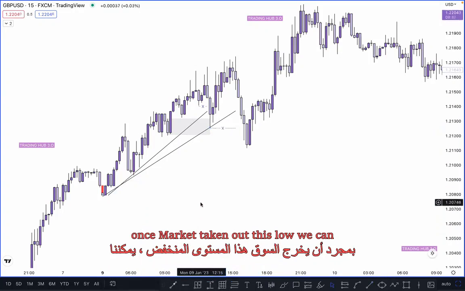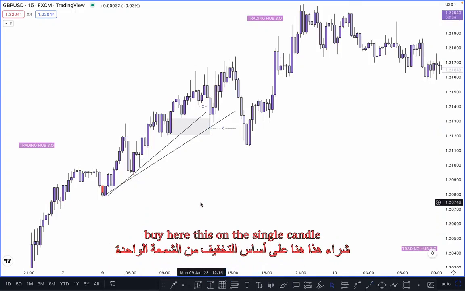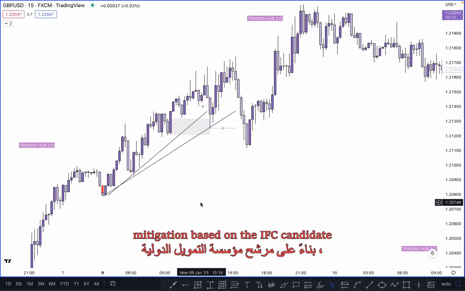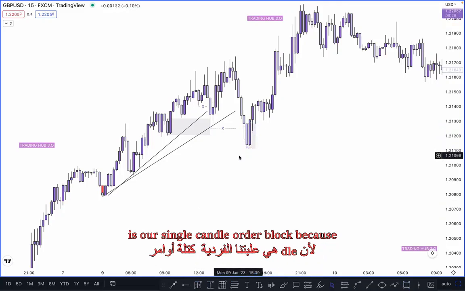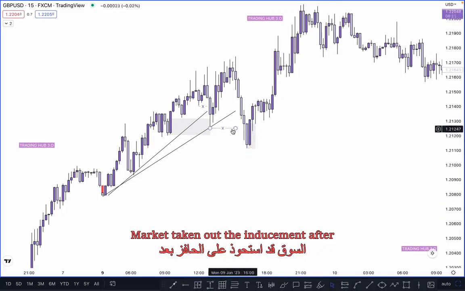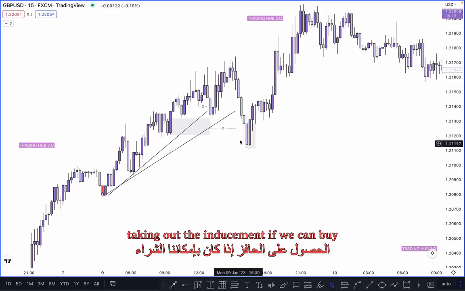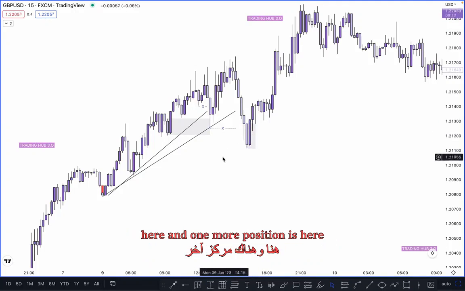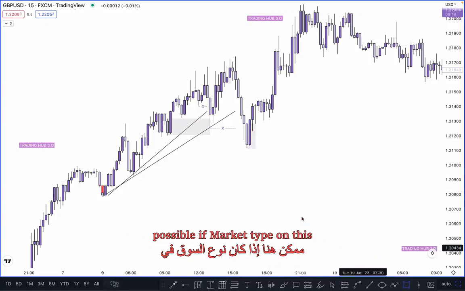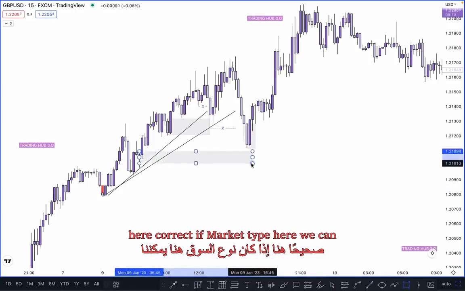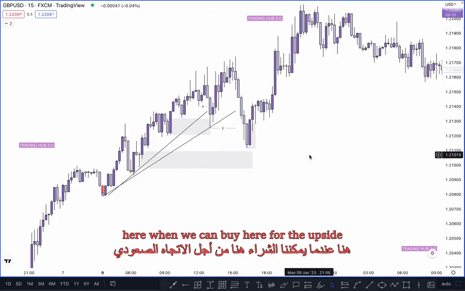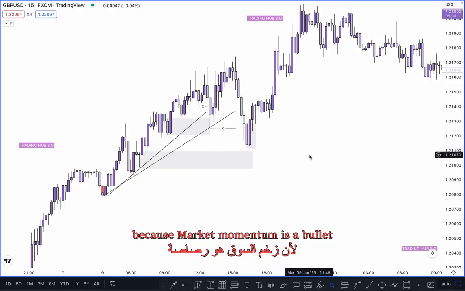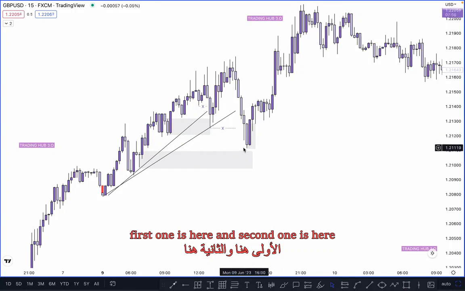Once the market takes out this low, we can buy here based on the single candle mitigation, the IFC candle. You can simply buy on this because this is our single candle order block, as the market took out the inducement. After taking out the inducement, we can buy here, and one more position is possible if the market taps on this unmitigated order block, which is here, correct? If the market taps here, we can also buy here, right? So these are the two POIs where we can buy for the upside, because market momentum is bullish. First one is here and second one is here, right?